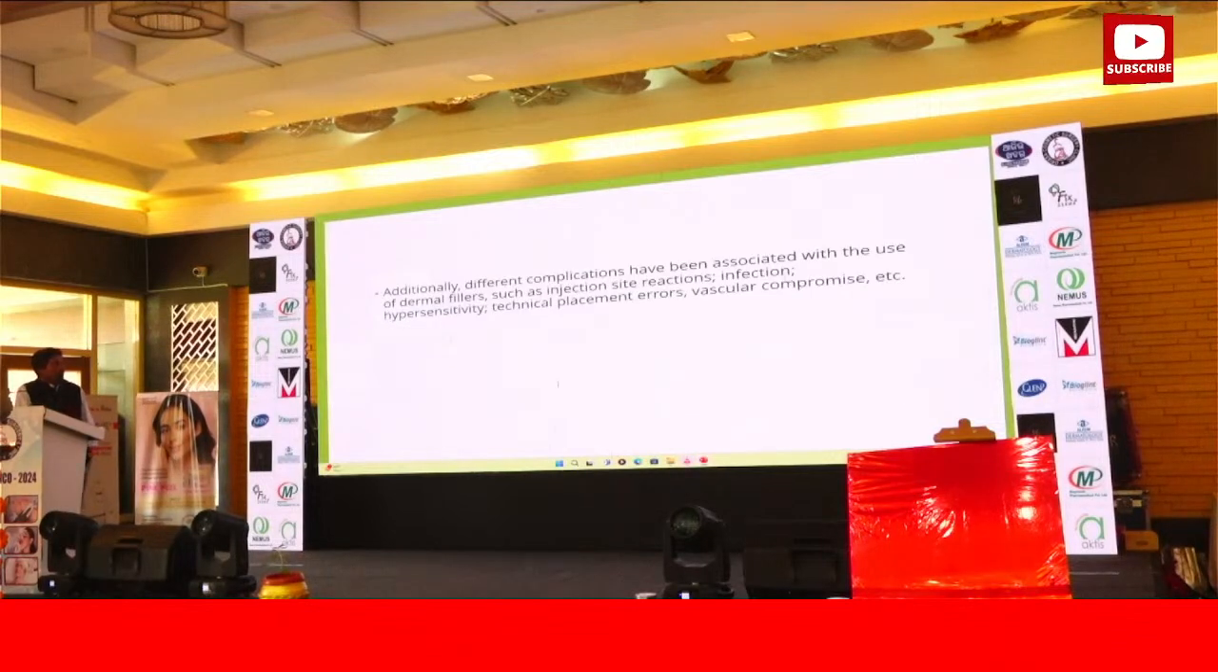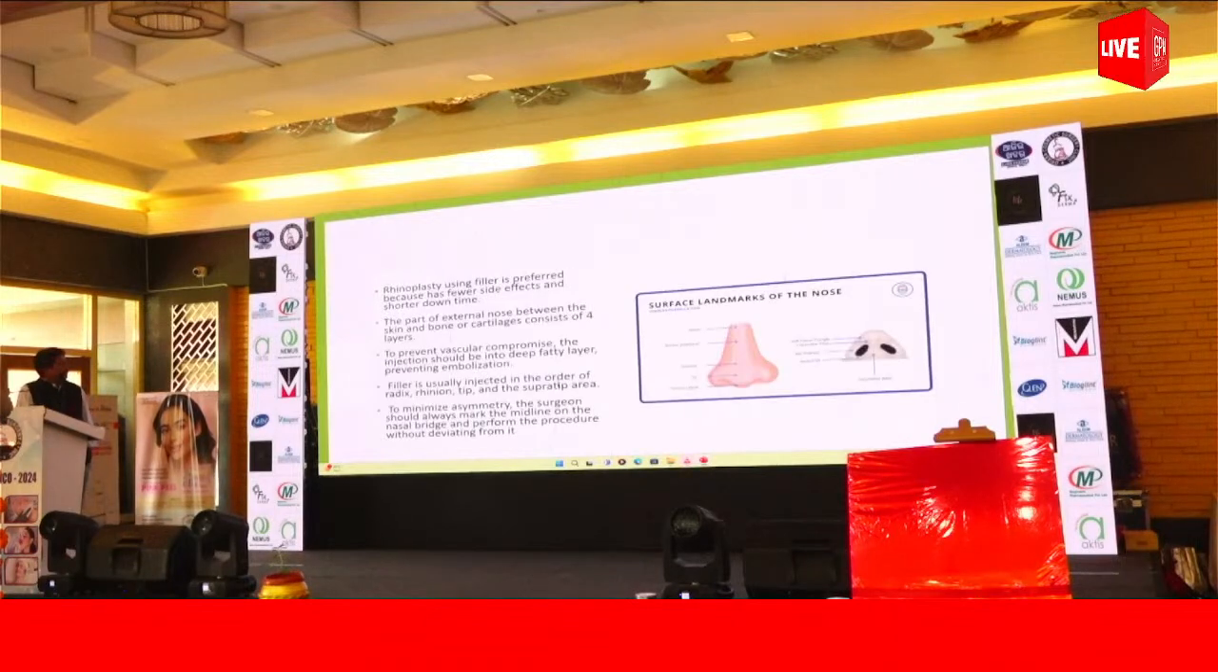Additionally, different complications have been associated with the use of dermal filler, such as allergic reactions, infections, hypersensitivity, technical placement errors, and vascular compromise. Rhinoplasty using filler is preferred because of fewer side effects and shorter downtime. The external nose has 4 layers between the skin and the bone and cartilage, as I already discussed.